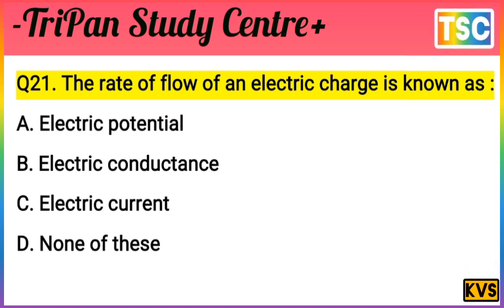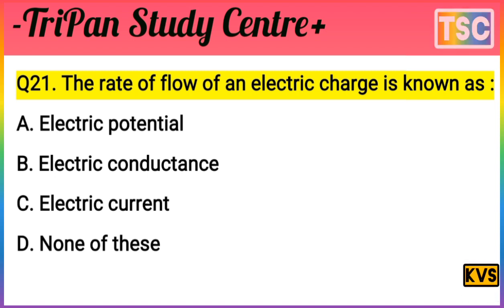Electrical conductance is not what is required. It means option B is wrong. Option C, electrical current, is the right answer, because the rate of flow of electrical charge is known as electrical current. It means option C is correct for this question.